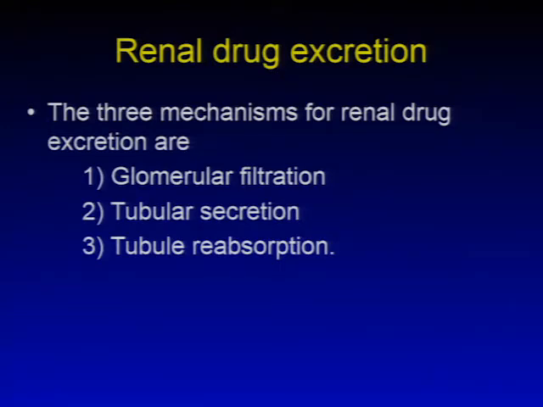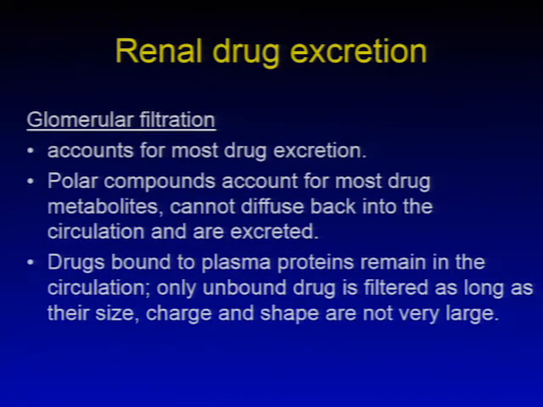In the next section, we're going to talk about renal drug excretion. The three mechanisms of renal drug excretion are glomerular filtration, tubular secretion, and tubular reabsorption. Glomerular filtration accounts for most of the drug excretion. Polar compounds account for most drug metabolites. Drug bound to plasma protein remains in the circulation. Only unbound drug is filtered, as long as their size, charge, and shape are not very large.